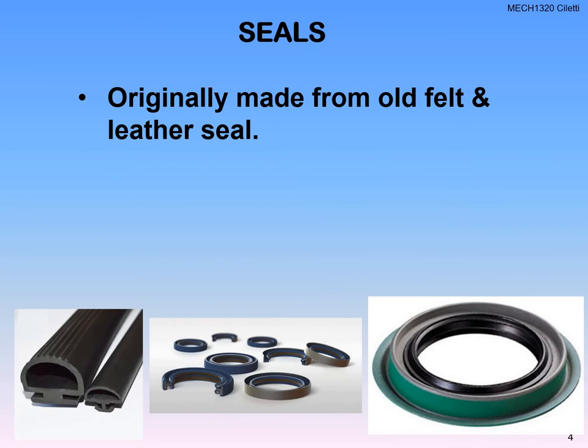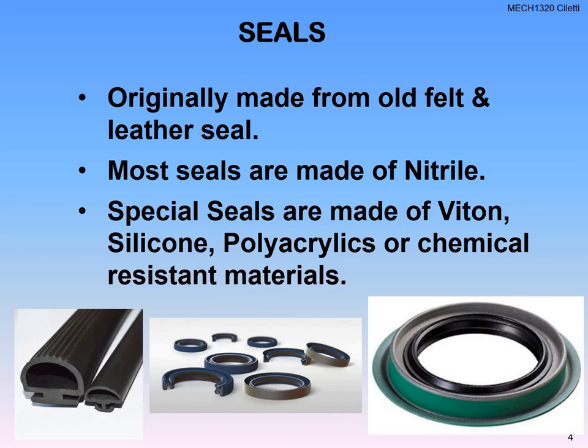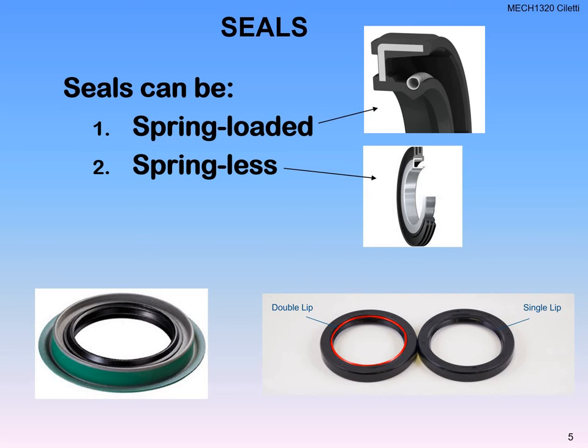Originally, seals were made from felt and leather, but now we have upgraded materials as we get better technologically. Most of our seals are made of nitrile, but we have some special seals that we make of silicone and other similar elements, rubber, those sort of things. Seals can be spring-loaded, as we see in the upper right-hand corner. That helps hold form.